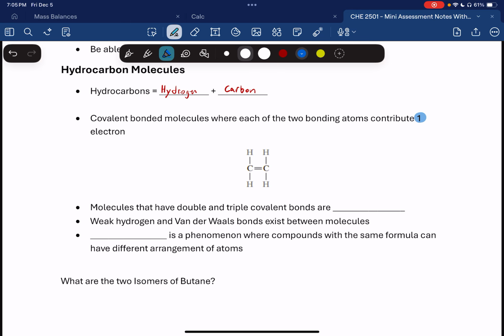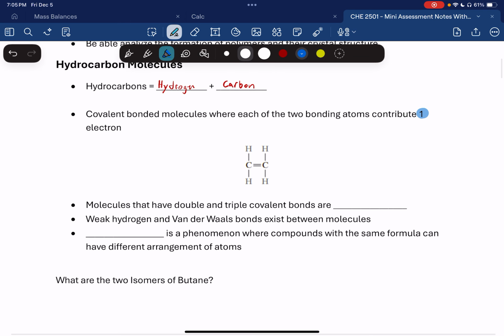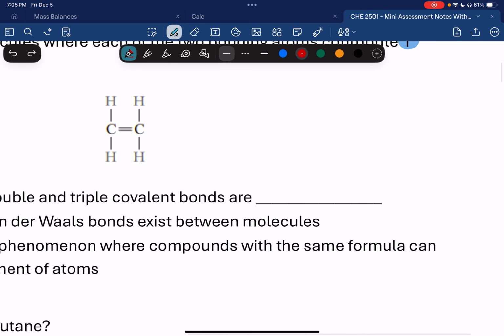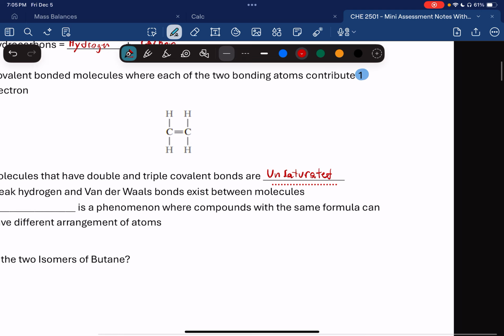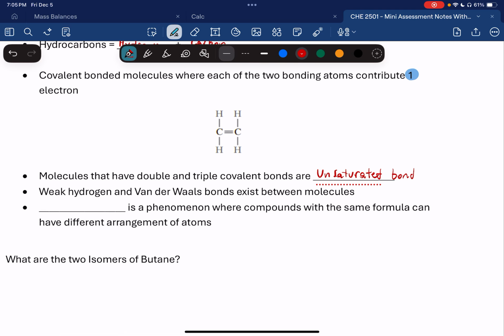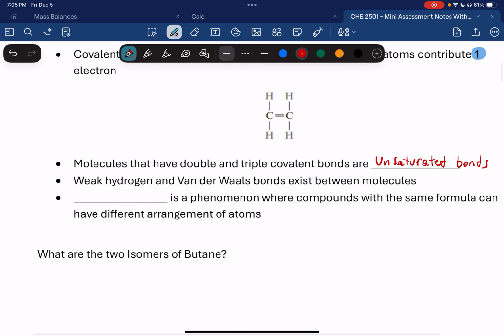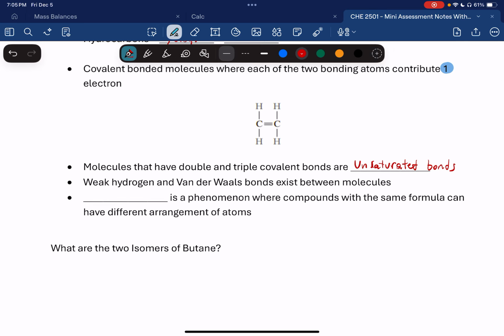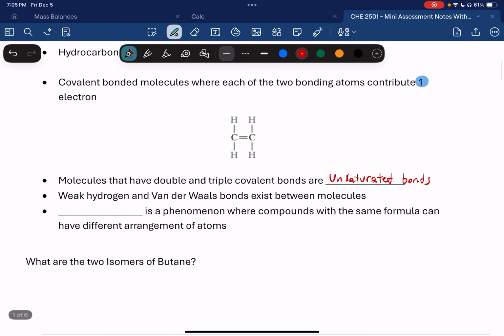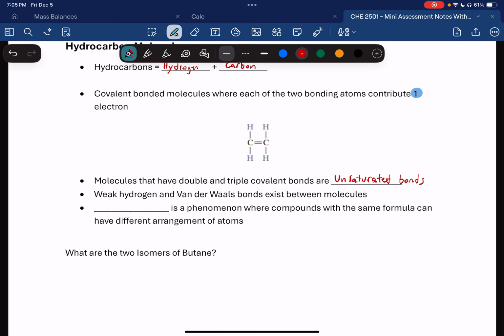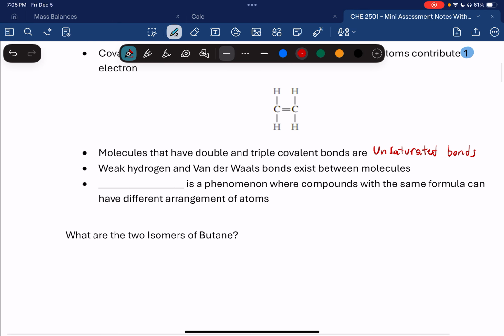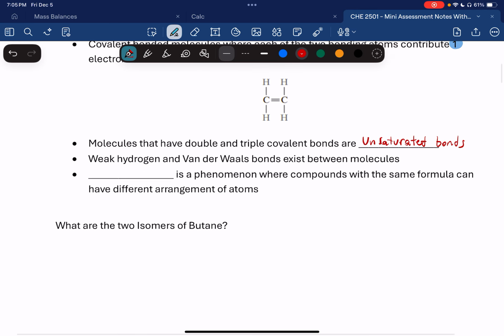Molecules can have double and triple covalent bonds between the carbon atoms, like you see right here. That's a double bond there. These are unsaturated bonds. Weak hydrogen and van der Waals bonds exist between these molecules. And that's good to know for later when they start bonding with other things.